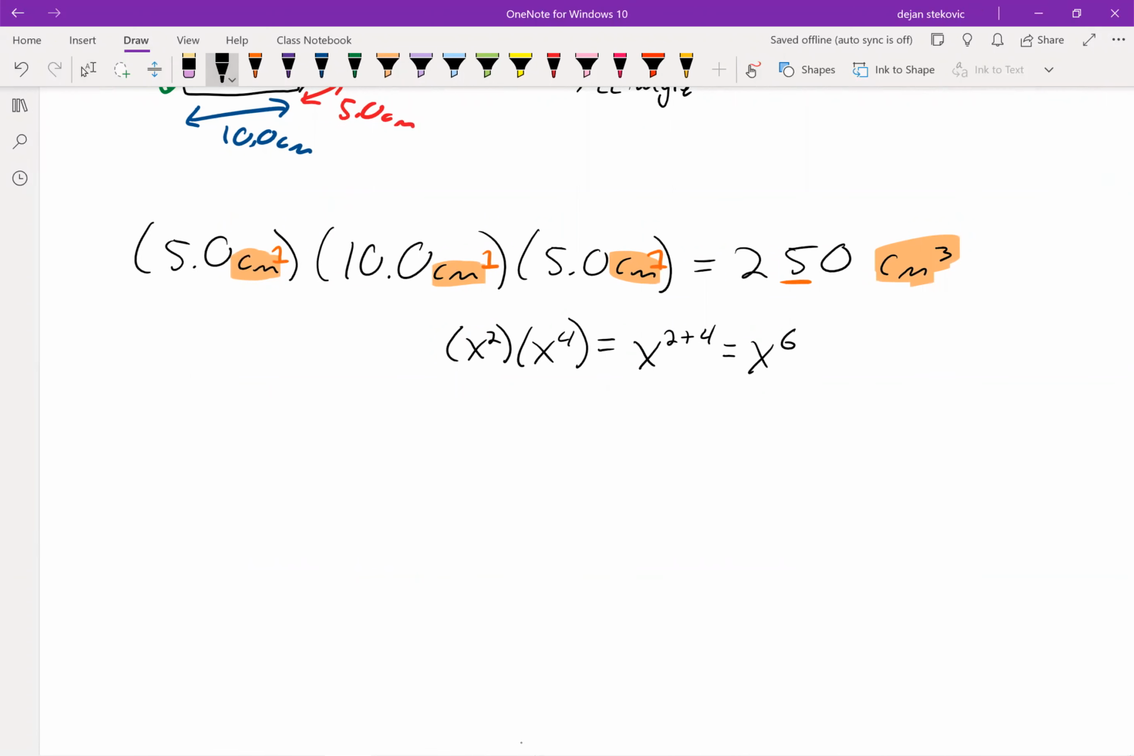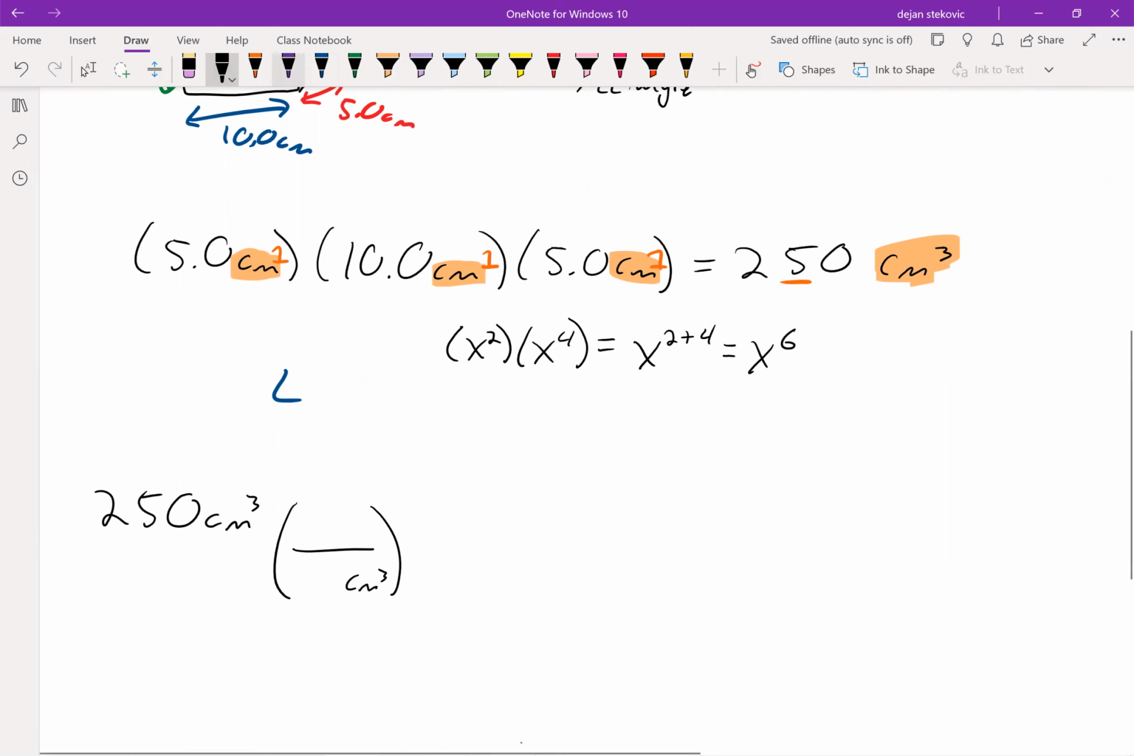And then, of course, we want to know how many liters we have. So then we can go with our conversion unit, 250 centimeters cubed. And then we can think about how we're going to convert that. I can put centimeters cubed right down in the bottom. Eventually, my desired unit is liters. I can't convert directly to liters, but I do know that 1 centimeter cubed is equal to 1 milliliter. So I'll put 1 centimeter cubed, 1 milliliter.